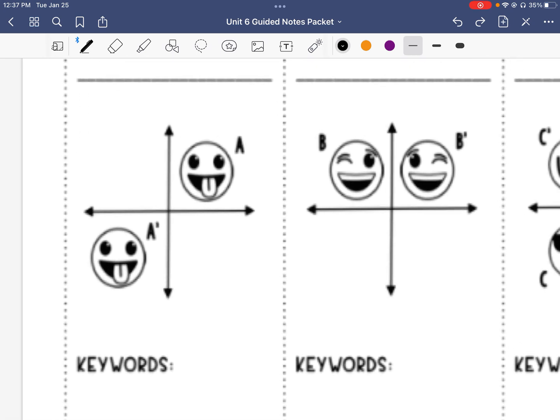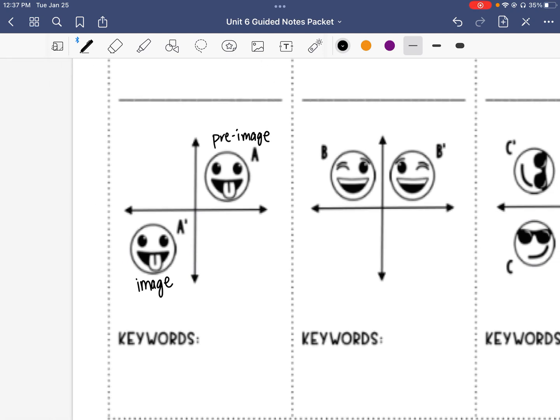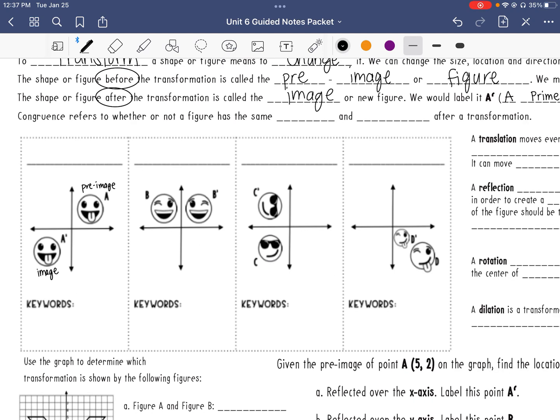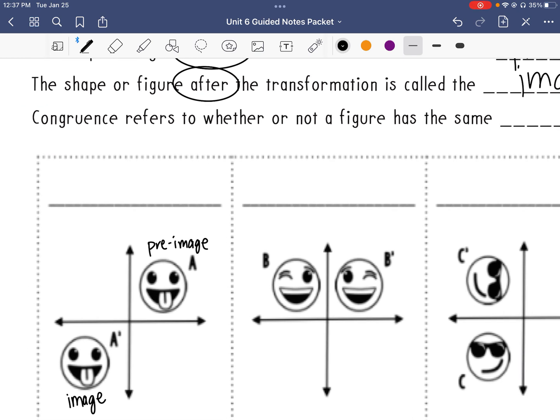So for example, let's go ahead and label these. If this says A and this says A prime, then that means that this one is the pre-image, it's the before, and this one is the image or the after. Okay. All right, one more vocabulary word we're going to talk about really quick here is the word congruence.